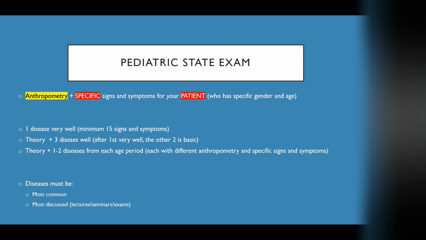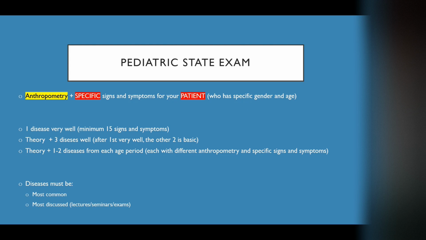Anthropometry changes between countries, and every country updates it every 2-3 years. What you memorize is only useful in the Czech Republic. If you go back to your country, you will see that the numbers are different. This is something which is very sad. You're memorizing some numbers only for the Czech Republic, but we're here to pass the exam and get a diploma, okay?